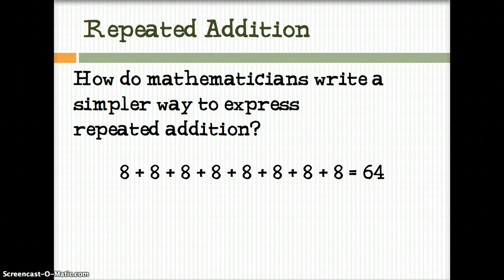For example, if I ask you to take the number 8 and add it together 50 times, that would take forever for you to enter into your calculator. And probably if you're doing it by hand, it would take forever. So a simpler way for us to express that is by using multiplication. Repeated addition is just multiplication. So I would write that as 8 times 8 equals 64.